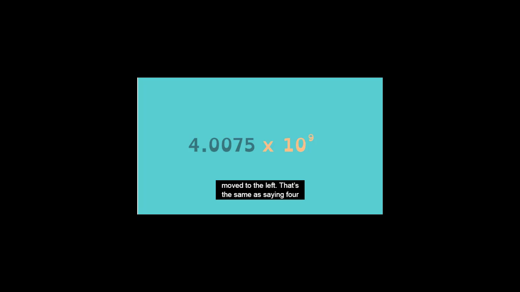That's the same as saying 4 and 75 ten-thousandths times 10 times 10 and so on, for a total of 9 times. Multiplying by 10 9 times is represented by the exponent, positive 9. Why do we need this number to be between 1 and 10?